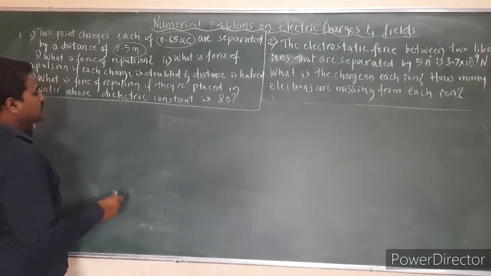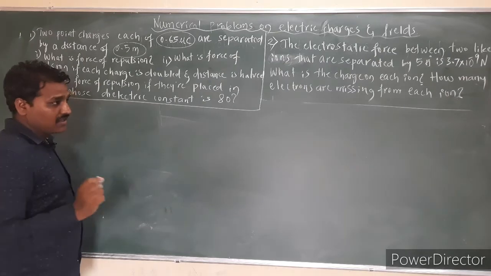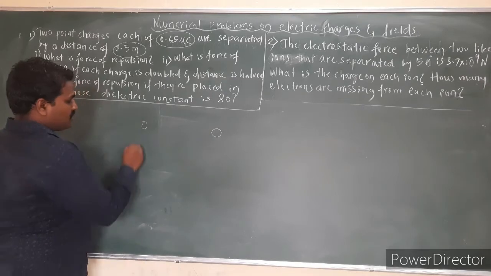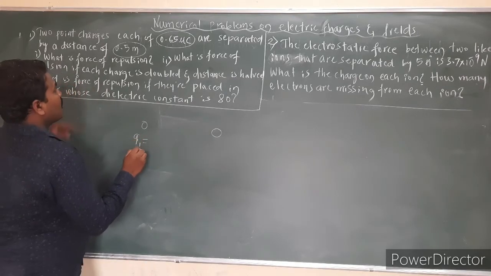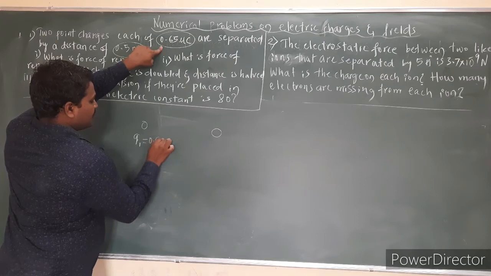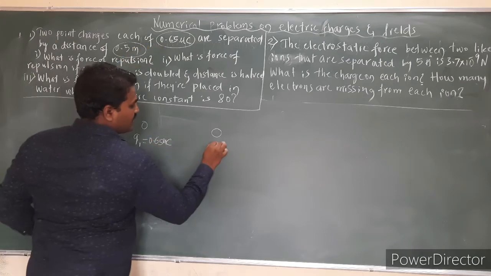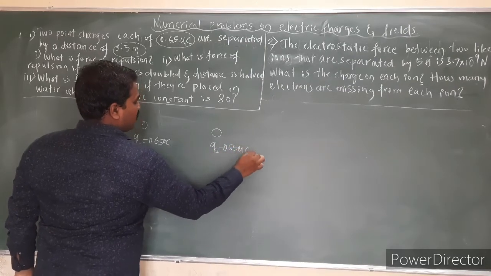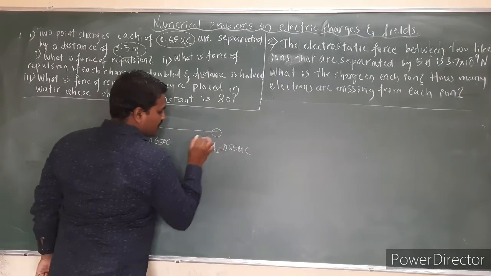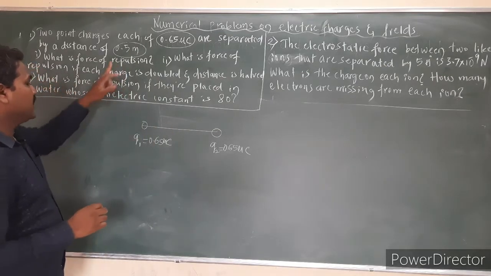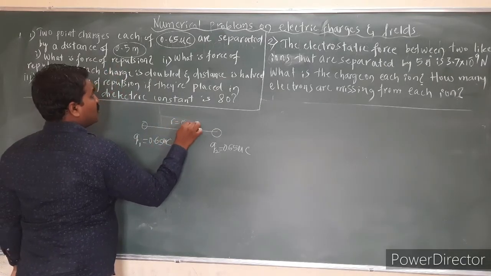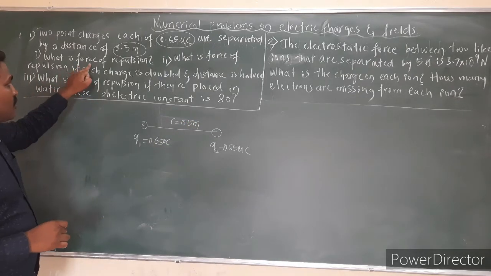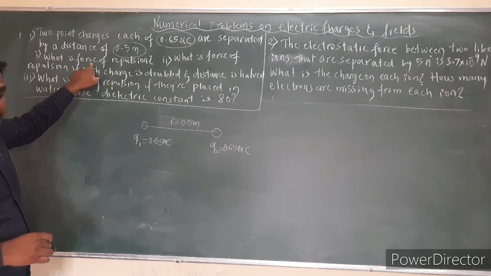So number one, what they are asking to find out. First, let us write down the data given. Here we have a system of two charges. The first charge is Q1 equal to 0.65 microcoulomb. The second charge Q2 is also equal to 0.65 microcoulomb. And the distance of separation between both the charges is R equal to 0.5 meters. Correct? So first we have to find out the force of repulsion.